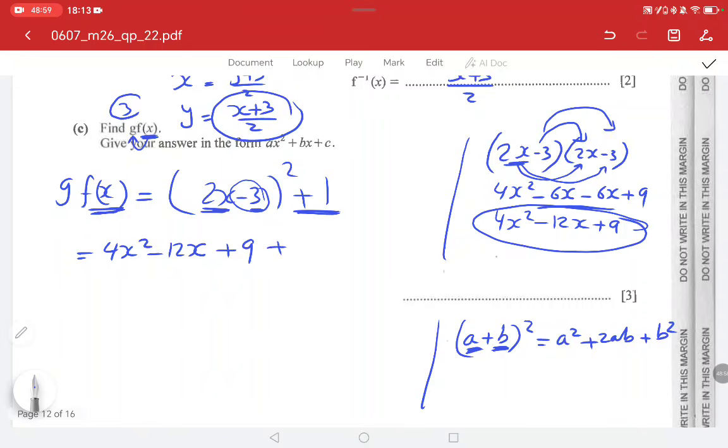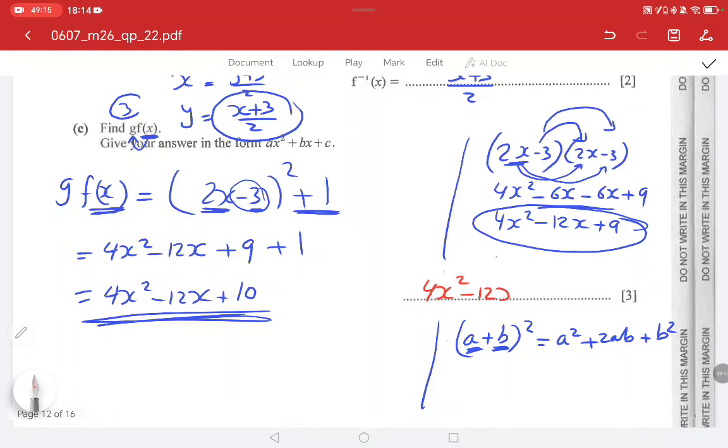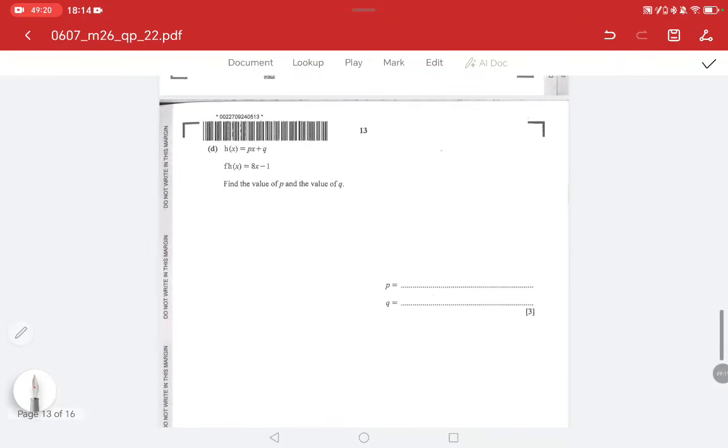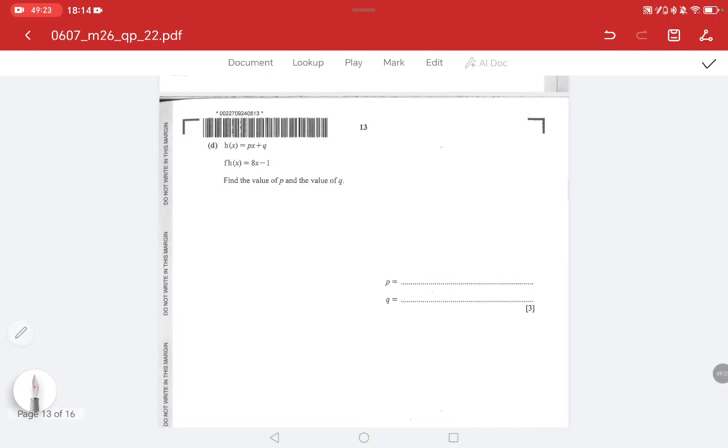Here's plus 1. So now what we have is 4x squared minus 12x plus 10. So this one is the final answer. Please write your answer in the space provided. So 4x squared. Make it easy for the examiner and for yourself to get full marks. Please try in the exam to organize your work and to use the provided space, not to make your handwriting, the font, very big, so you will not have enough space. Make it organized, from up to down, to be easy for yourself and for the examiner to grade your work.